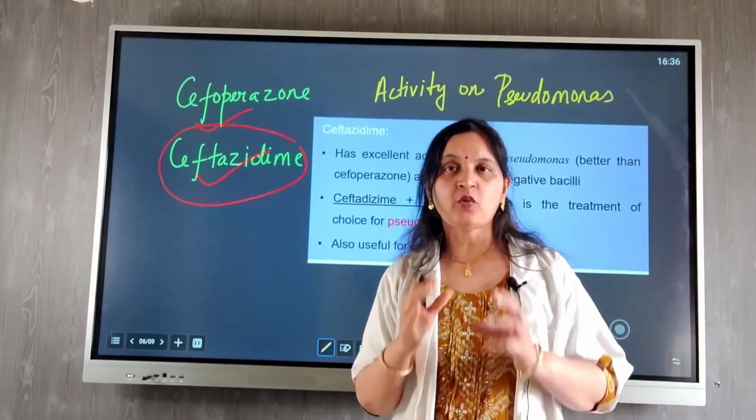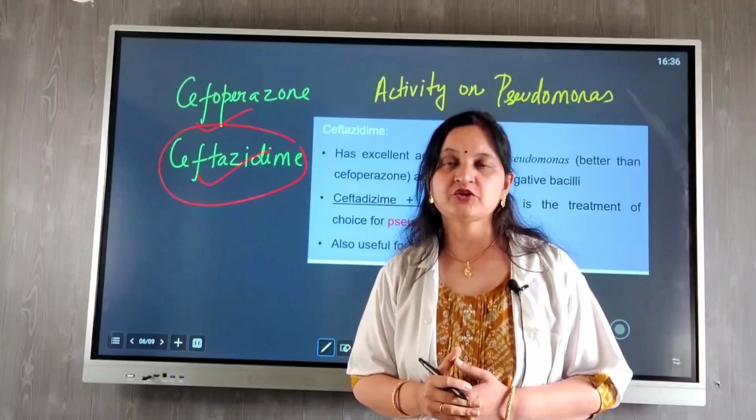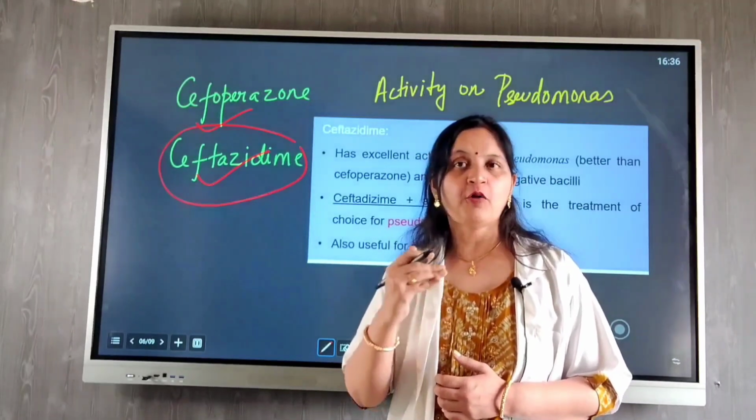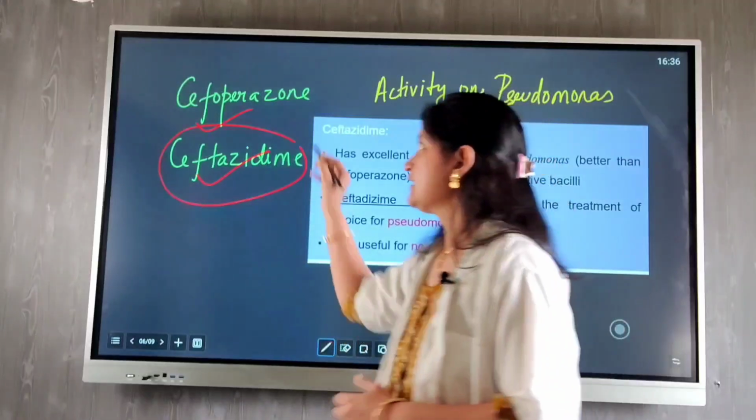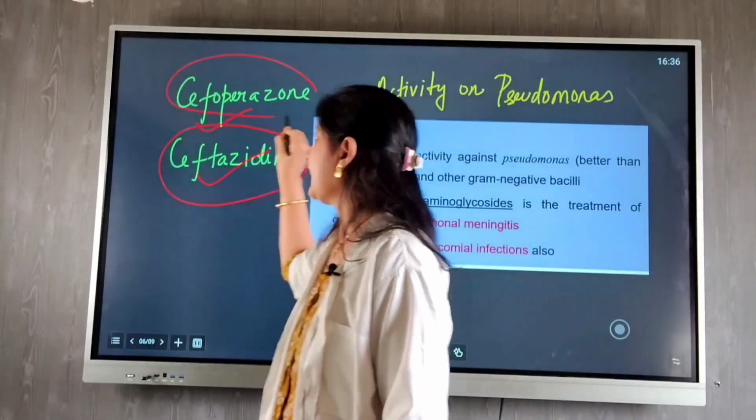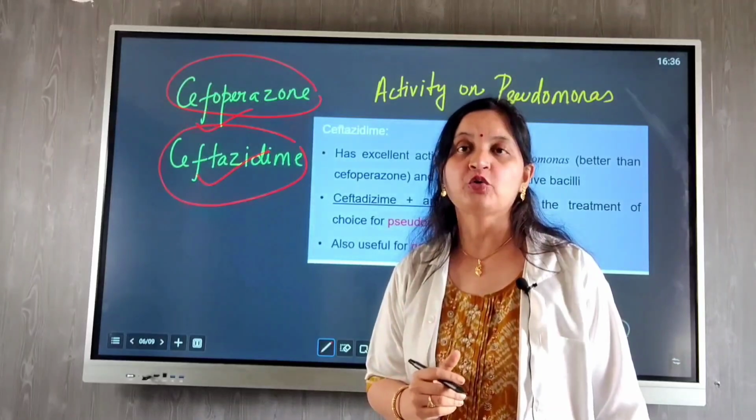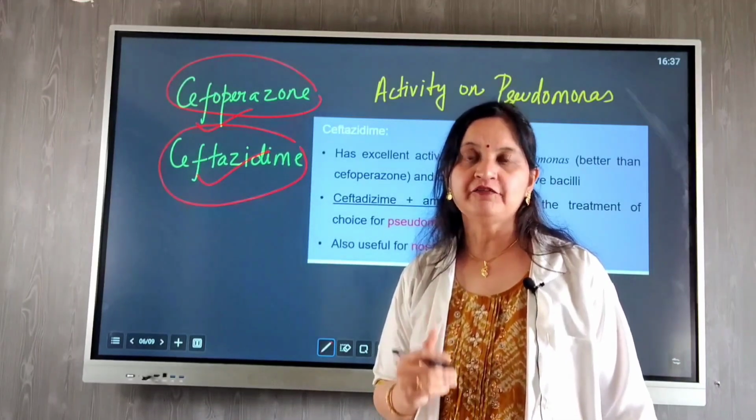Also to be noted that while most of the cephalosporins are excreted through the kidney, or kidney is the route of elimination for most of the cephalosporins, cefoperazone is partly excreted in bile. So it is excreted in bile, so it does not require dose modification in renal failure.